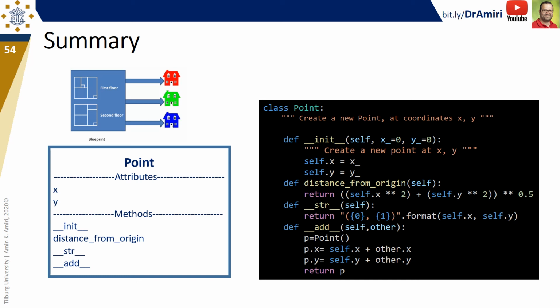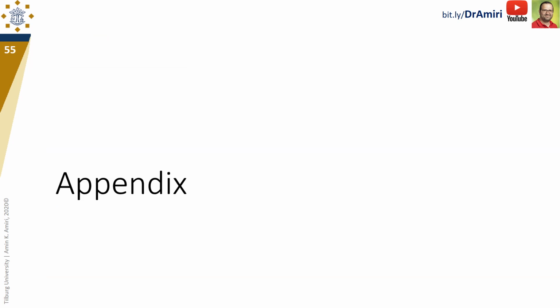It also has three other methods, distance from origin, which returns the distance from the coordinates 0 and 0. It also has two special methods, __str__ and __add__, which you can see how they are implemented in this class on the right side. Let me quickly go over the appendix.